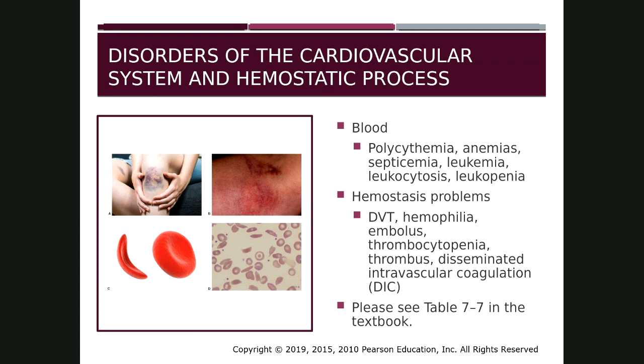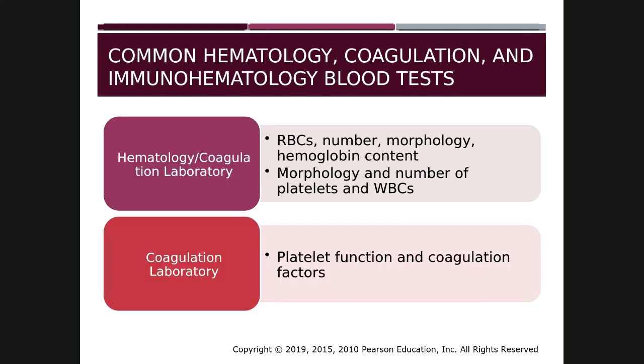So hemostasis problems, including deep vein thrombosis, hemophilia, embolus, thrombocytopenia, thrombus, and DIC or disseminated intravascular coagulation. Please see Table 7.7 in your textbook. An embolus, just so you're aware, is a blood clot that travels. Hemophilia is where the patient lacks clotting factors, so they cannot form a clot and they tend to bleed very easily. Just to give you a difference in the terms.